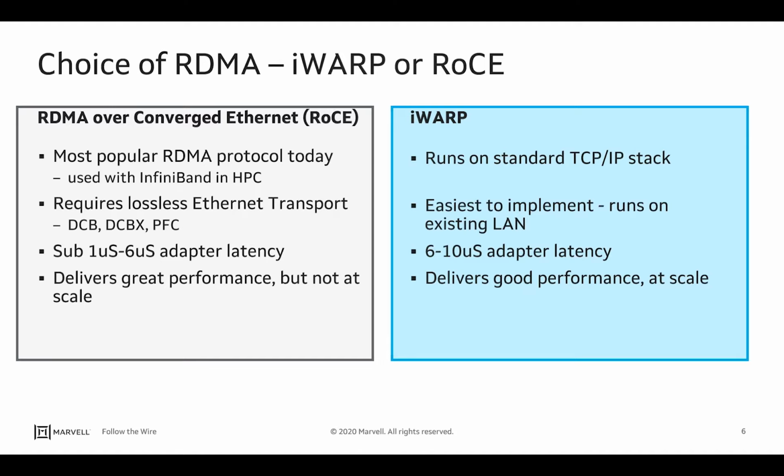From a latency perspective, this ranges in the 6 to 10 microsecond range at the adapter, but it's still well below that of a standard NIC and way below the overall latency end-to-end when you include all the switches, applications, memory, and everything else. Because it works on standard TCP/IP stack, iWARP delivers good low latency performance at scale as a result.